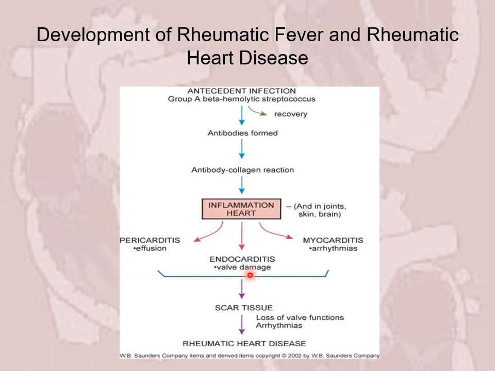Endocarditis will affect the valves. Myocarditis affecting the heart cells can result in arrhythmias. And then if the damage is permanent, scar tissue develops, and you could have loss of valve function or arrhythmias, and this leads over time to rheumatic heart disease.